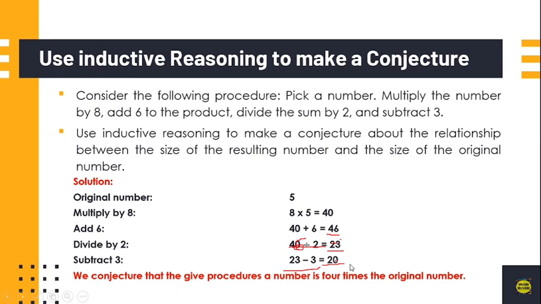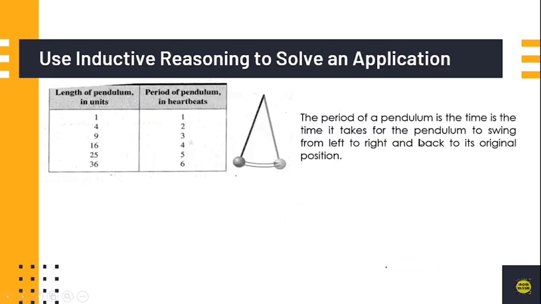So that means, class, from the original number 5, the resulting number is equal to 20. So 5 times 4. So the number is 4 times the original number. So the original number, class, is multiplied by 4, di ba? 5 times 4 is 20. That would be the conjecture of the inductive reasoning.